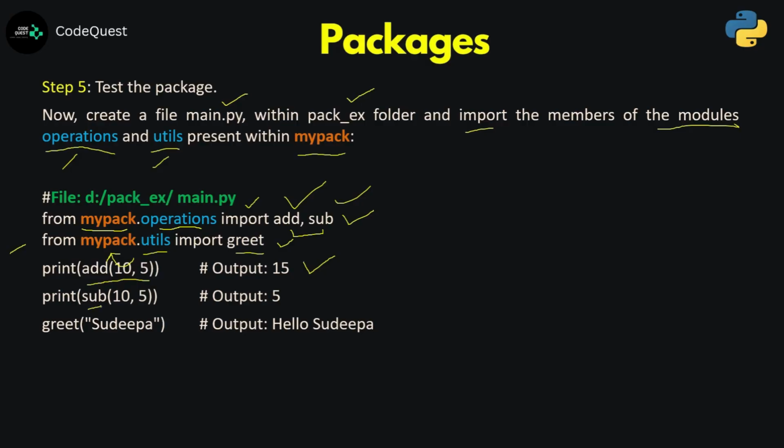That is the output for this call. Similarly, when I'm calling sub of 10 comma 5, this produces 10 minus 5, that is 5 as an output, and these two are actually part of your operations module. Now greet is a function which is kept within the utils module, which I am using here by calling greet followed by a name. Let's say I'm passing the name Sudeepa. The output I'm going to get is hello followed by the name, that is Sudeepa.